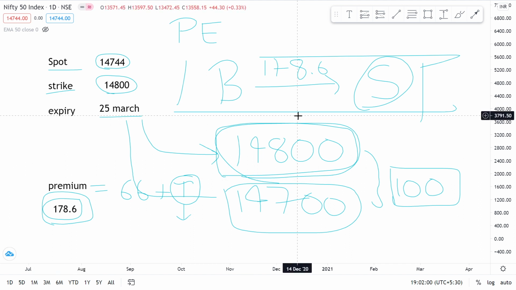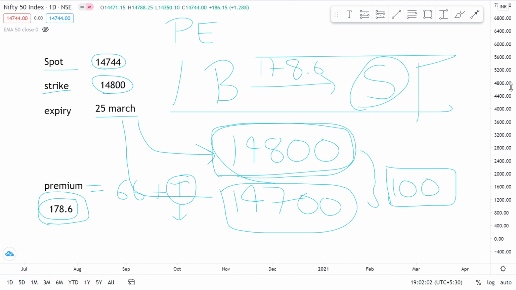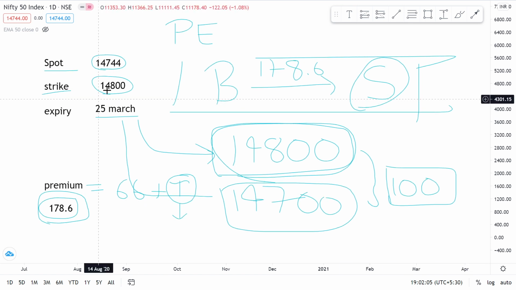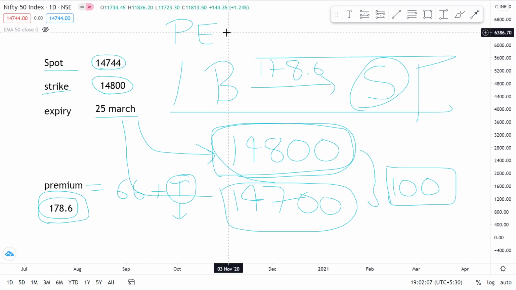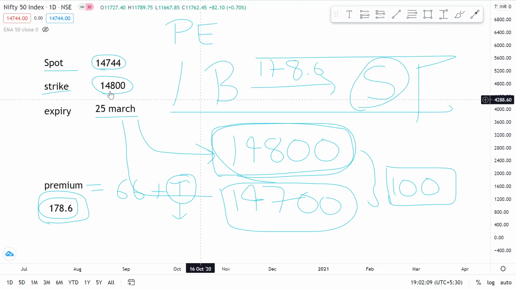So that's it for today, and we will delve deeper into options and see how the prices of options change as the stock price increases or decreases or stays constant. That's it for today. Thank you.